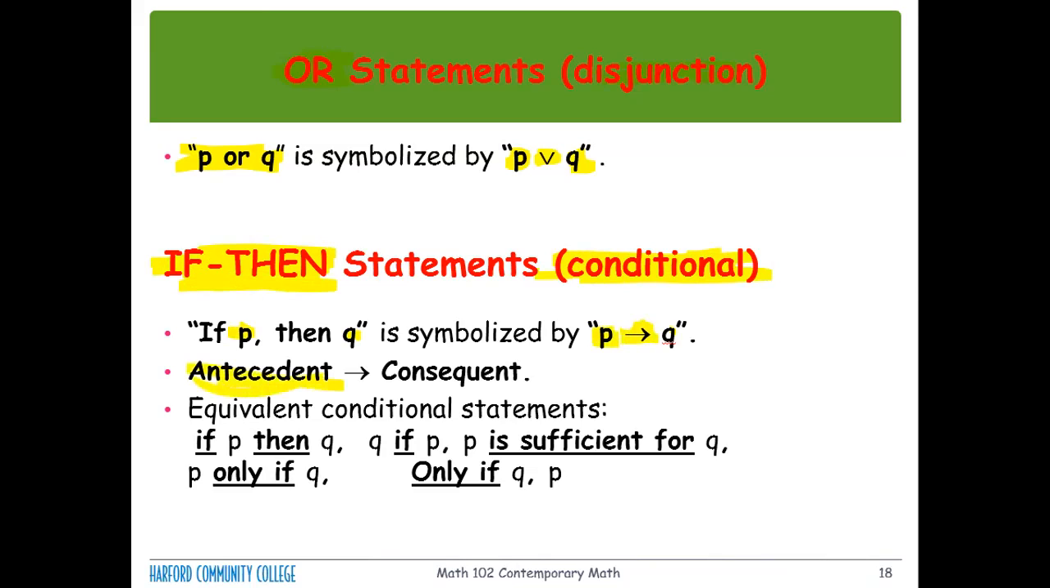The antecedent would be the simple statement on the left side of the arrow. The consequent would be the simple statement on the right side of the arrow. There are equivalent conditional statements for if P then Q: Q if P, P is sufficient for Q, P only if Q. So to reduce the confusion, just stick with the connective if then.